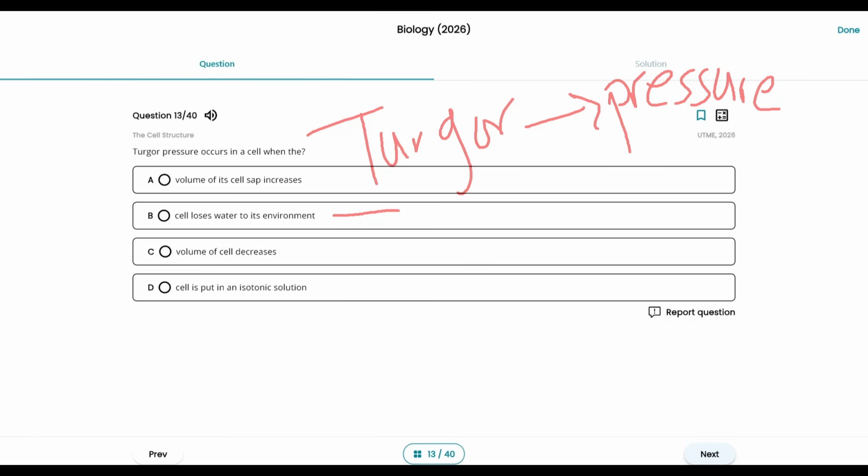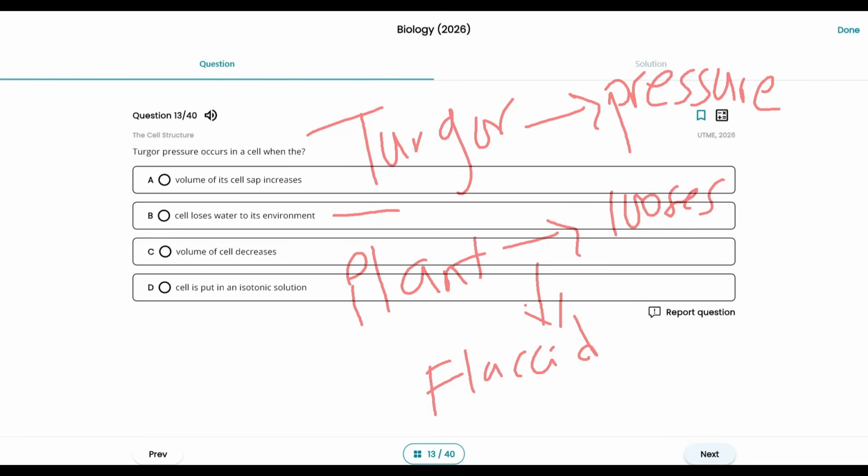Let's look at option B. Cell loses water to its environment. When a plant cell loses water, it becomes flaccid. Please take note of this. When a plant cell loses water, it becomes flaccid and may eventually undergo plasmolysis.